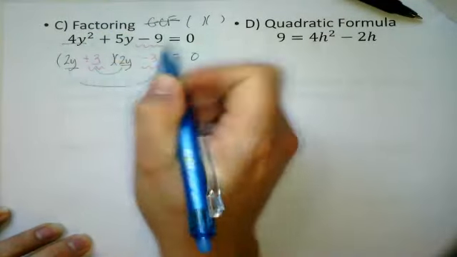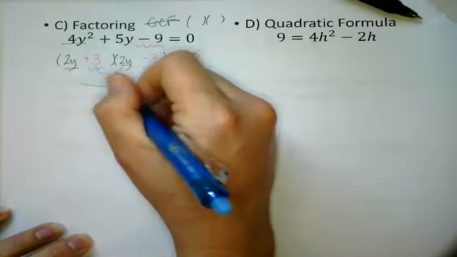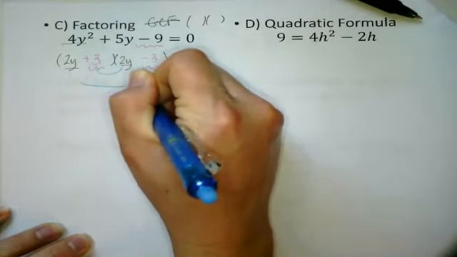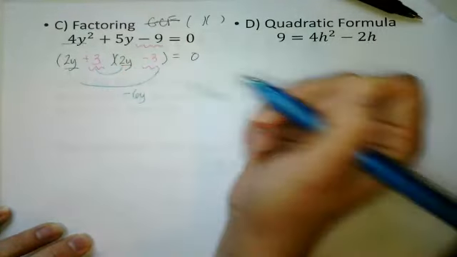So I'm going to multiply. 2y times negative 3 is negative 6y. And here, oh, we get positive 6y. And those do not add together. They give me a 0. So that was the wrong way to factor. So let me try again.